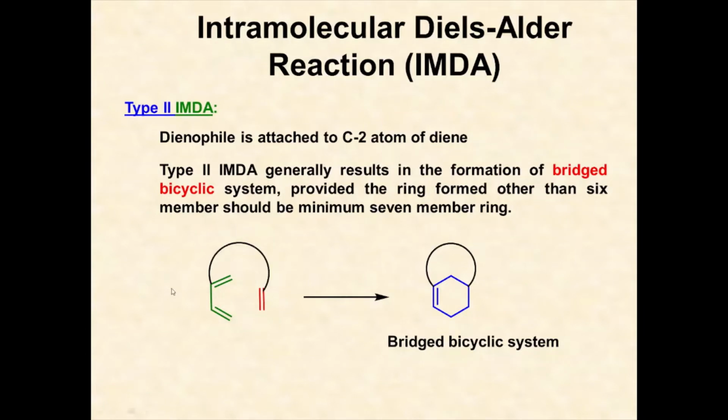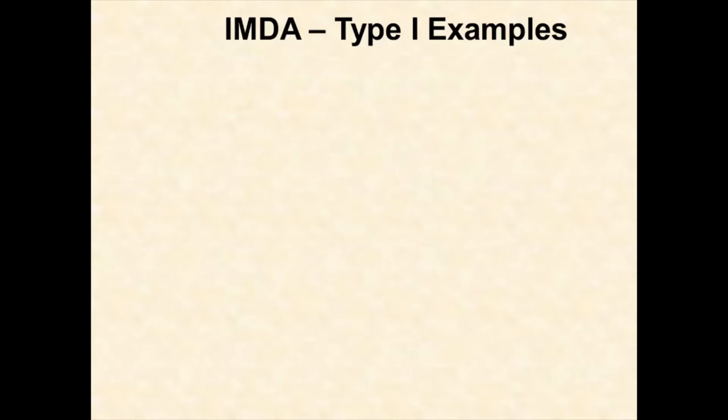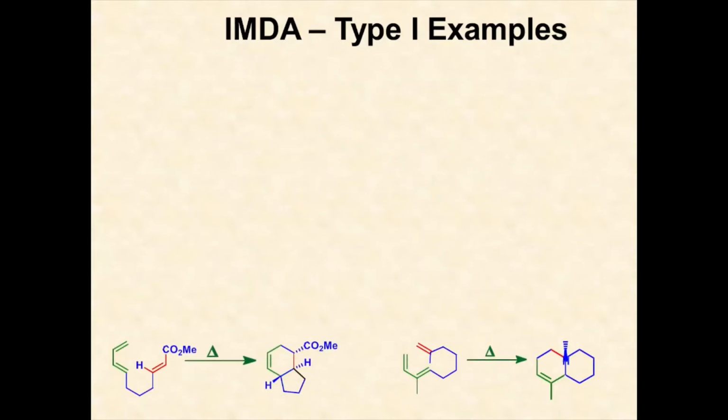So as you can see here again, the dienophile is attached to the C2 atom of the diene, and eventually it will lead to a bridged, here you can see the bridged bicyclic system, by means of this type 2 IMDA reaction. Now we will see some examples of type 1 IMDA and type 2 IMDA reactions. First, the examples of type 1.